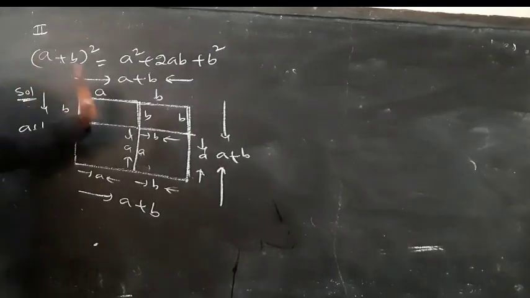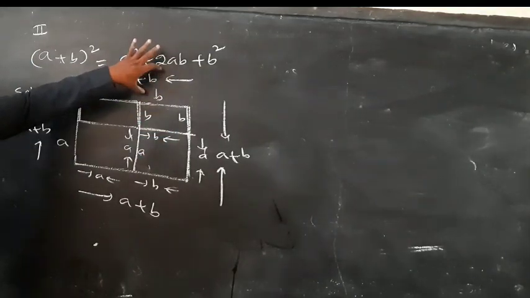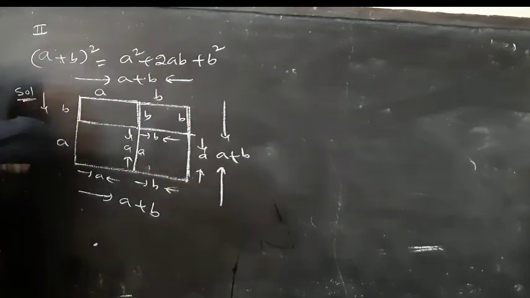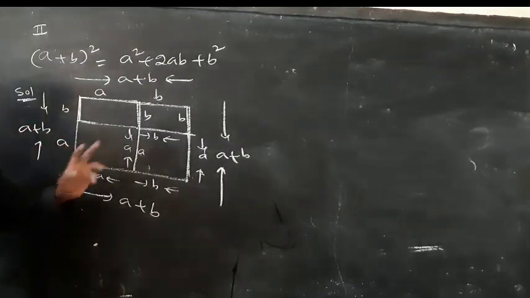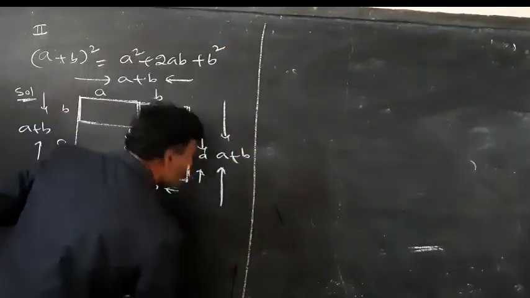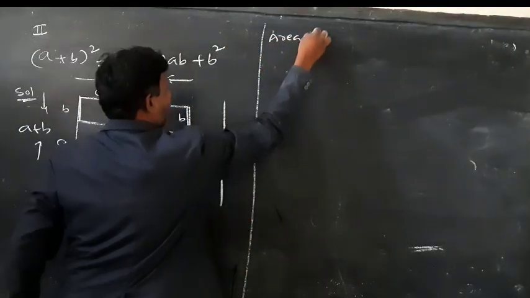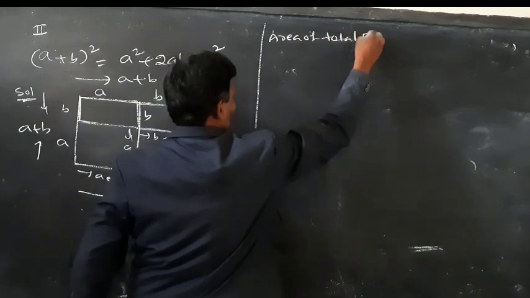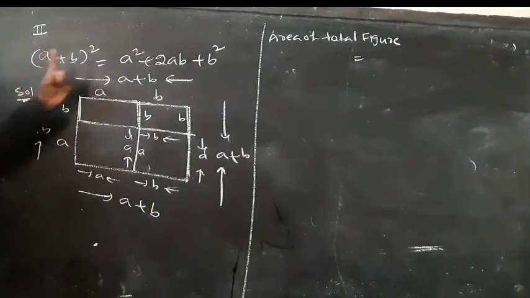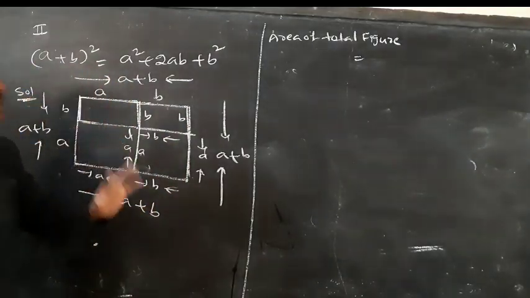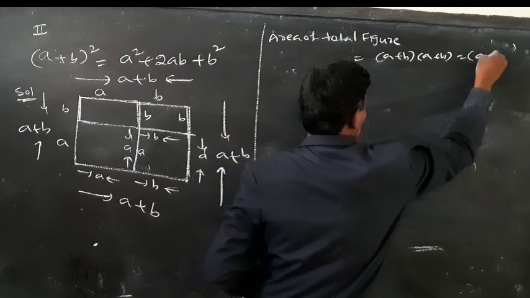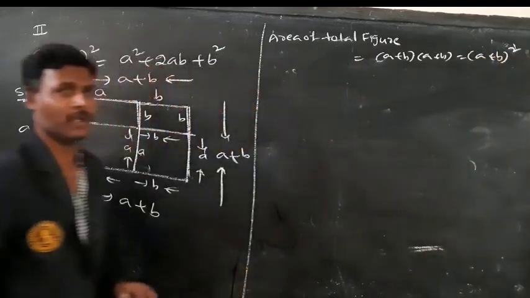So now here I took one square with A plus B units. That square is divided into 4 parts: first, second, third and fourth. So to find the area of the total figure, you have to add the areas of the first part, second part, third part and fourth part. First of all, area of total figure. What is the figure here? I took one square with A plus B units. What is the area of the square? Side into side. So A plus B into A plus B is equal to A plus B whole square.